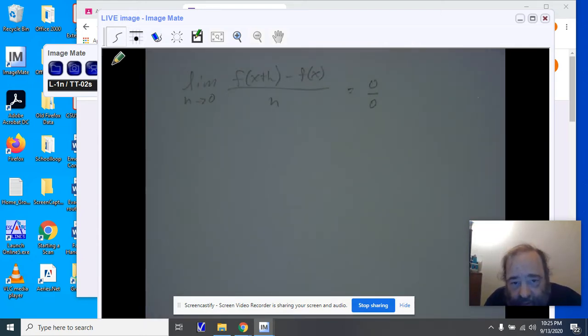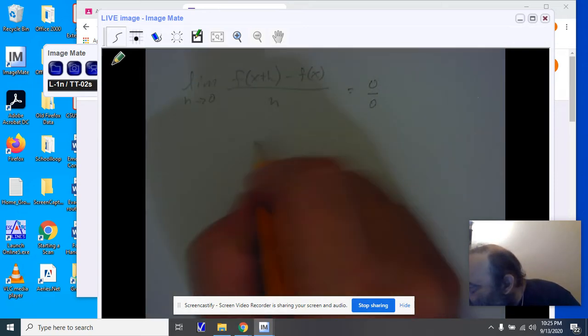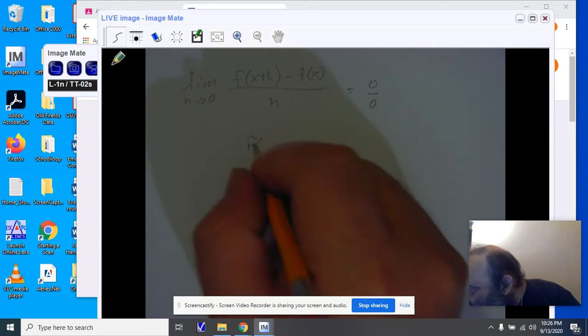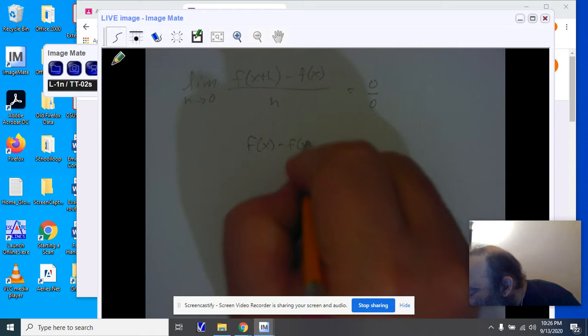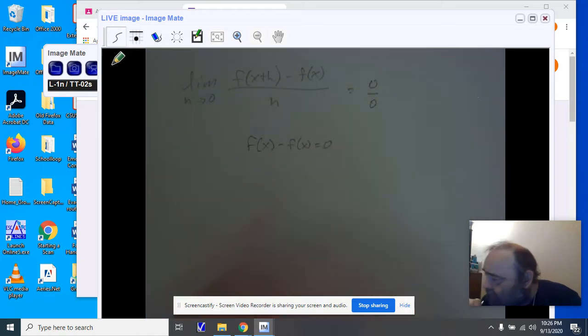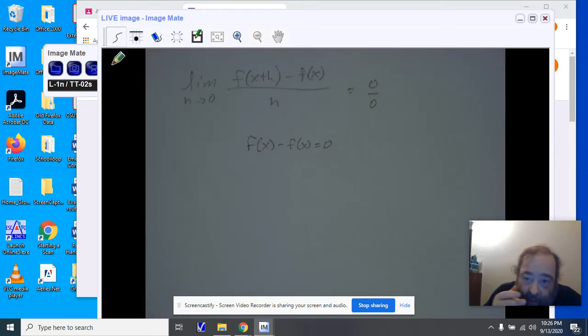Now, there are a couple of other criteria that we haven't really touched upon, but now is the time. And that's that when we plug in our h equals 0, notice what we get. In the numerator, we get f of x minus f of x, and this will yield a 0. Okay, now that's obvious because when we do our h equals 0, we get 0 over 0. That's just part of what we've got.